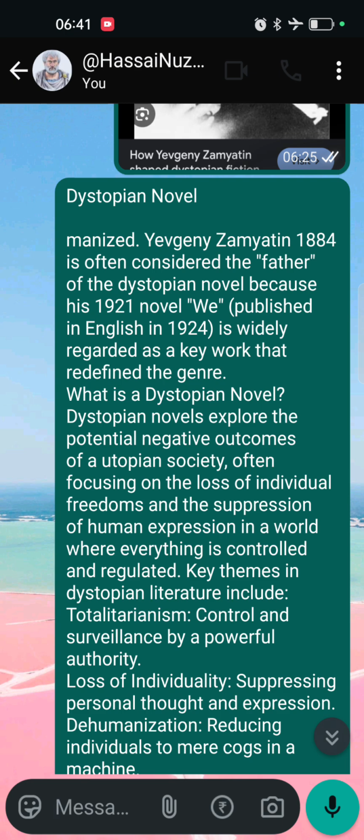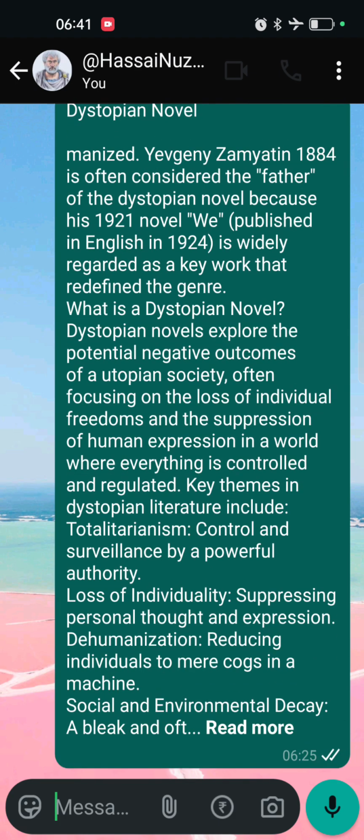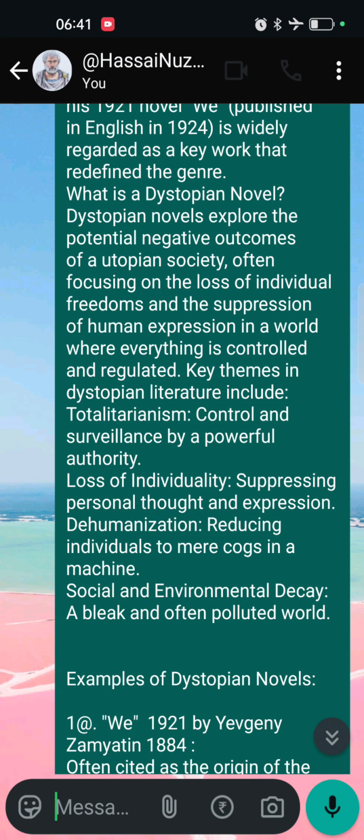Key themes in dystopian literature include totalitarianism, control and surveillance by a powerful authority, loss of individuality, suppressing personal thought and expression, dehumanization, reducing individuals to mere cogs in a machine, social and environmental decay, a bleak and often polluted world.